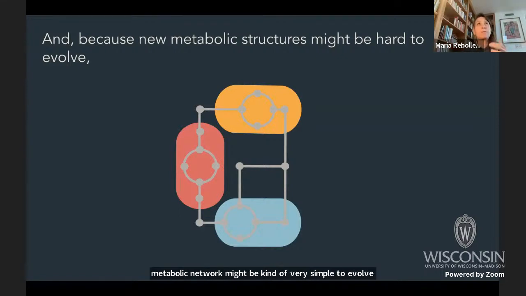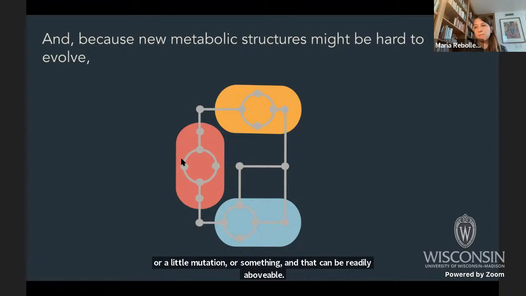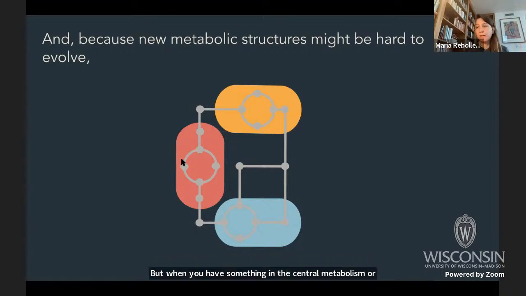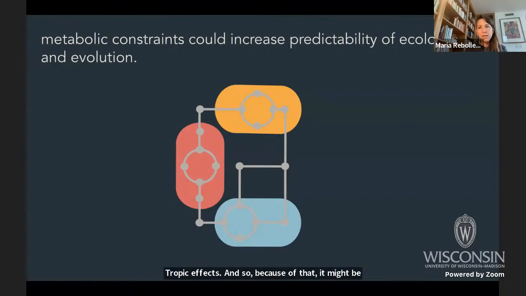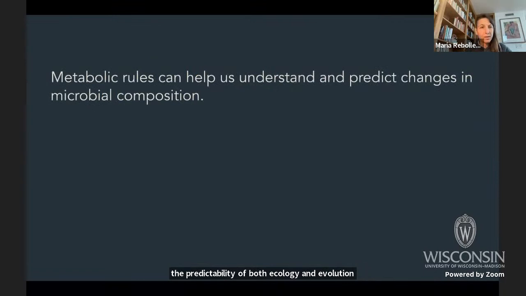You might just get a gene from horizontal gene transfer or a little mutation or something, and that can be readily evolvable. But when you have something in the central metabolism or something that's highly connected within the network, then any change that happens there is going to have downstream effects all over the rest of the metabolism, and that might have high pleiotropic effects. And so because of that, it might be fairly constrained. And so these constraints could increase the predictability of both ecology and evolution. And that's what we mean in saying that metabolic rules can help us understand and predict changes in microbial composition.